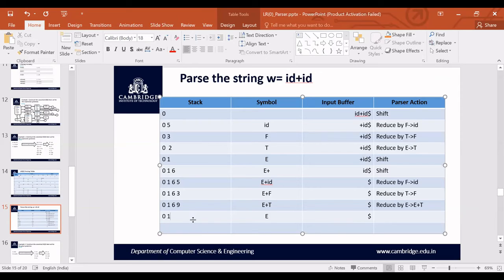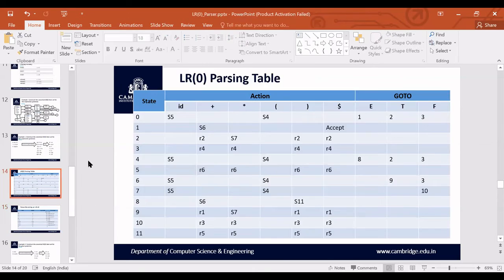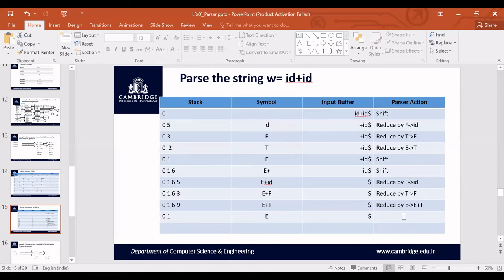And now take a transition of 1 on dollar. Go to the parsing table and check what is 1 on dollar. It is accept. It is not a shift operation. It is not a reduce operation, but it is an accept operation.